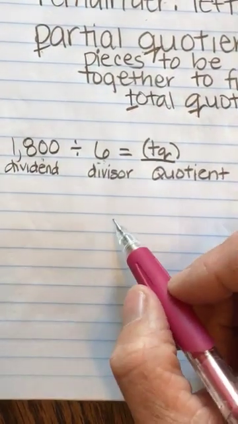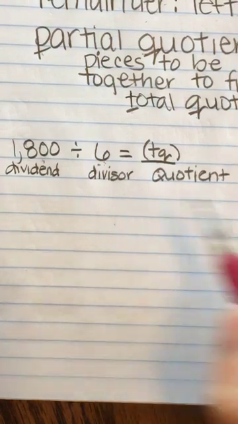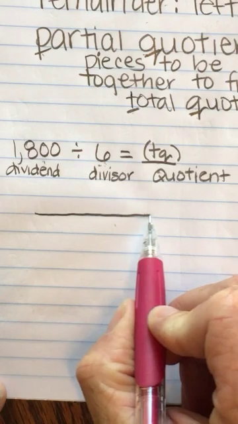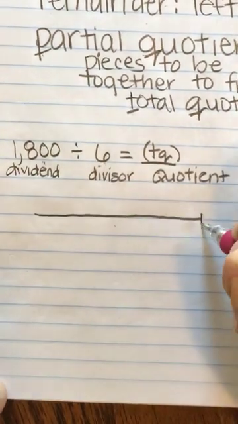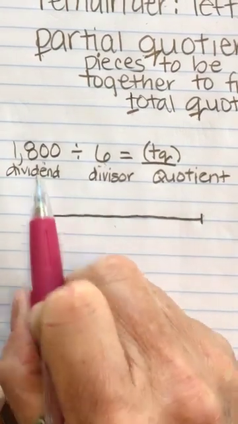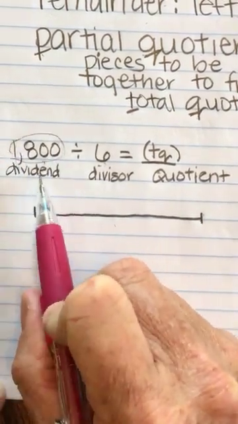So we're going to do a tape diagram to figure this out. And it's just like the tape diagram that we do when we multiply. Okay, so the first thing we write is our total. Okay, our total that we have in a division problem is our dividend.